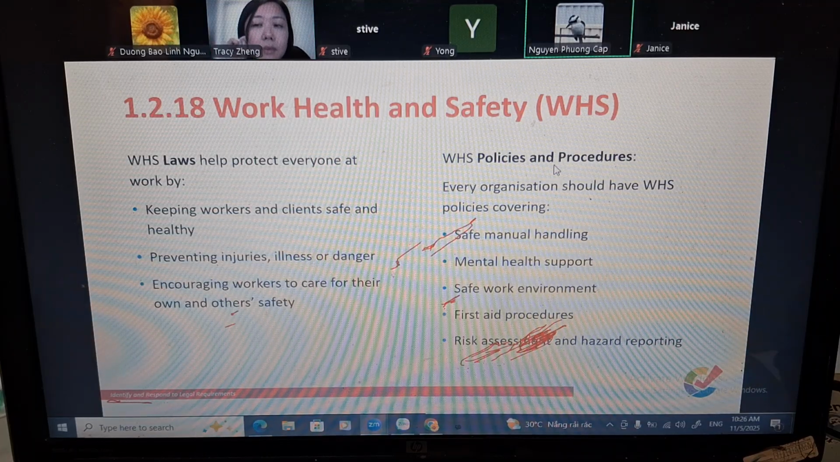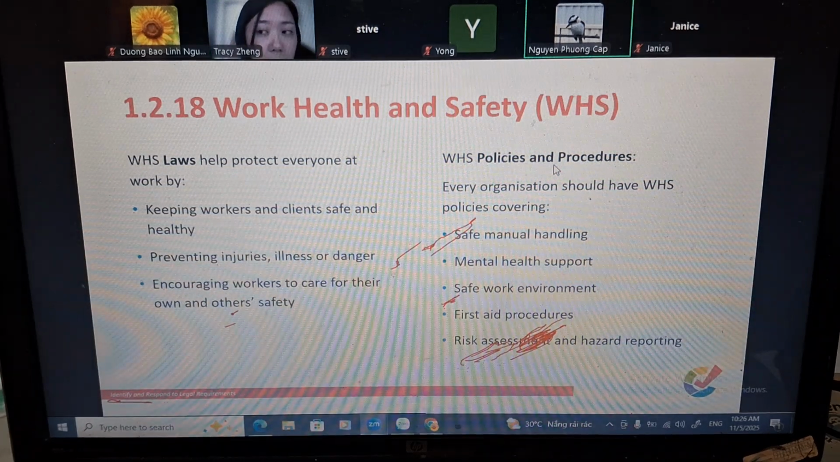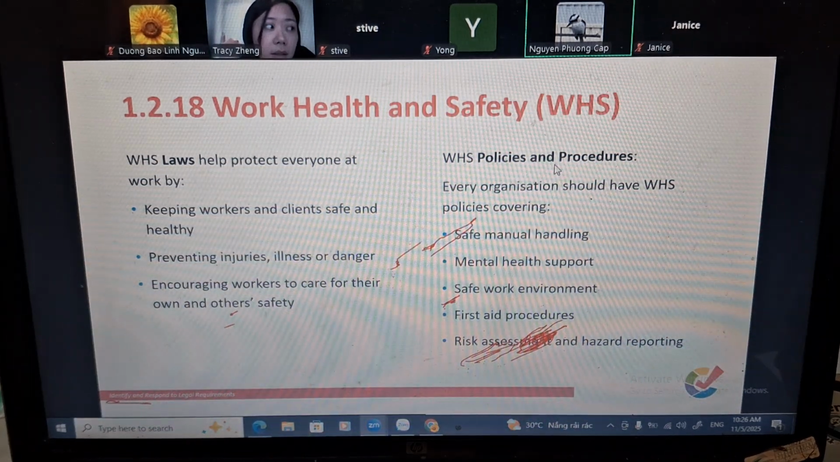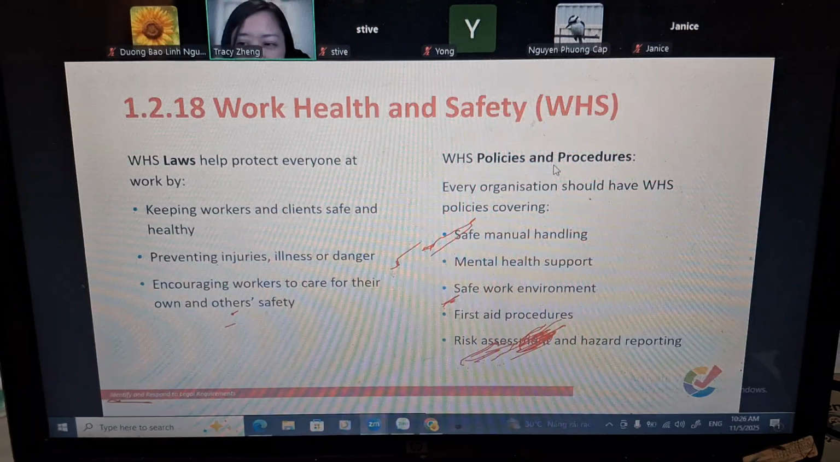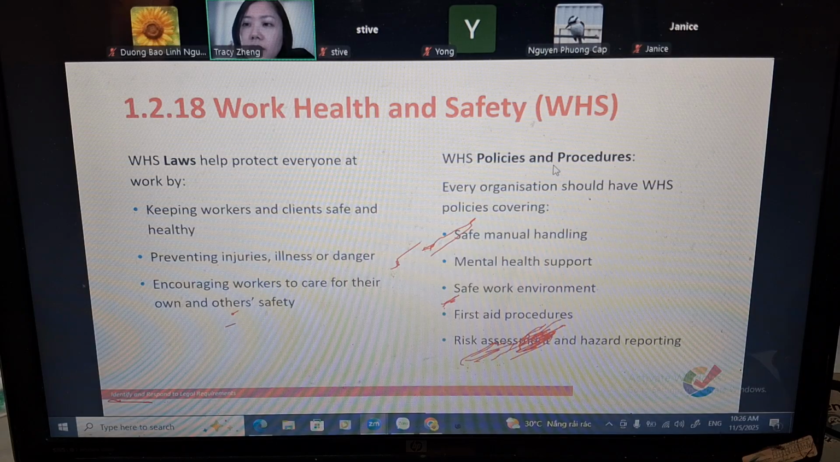Discrimination, right? Yeah, discrimination. Age and gender. Sorry, what's the second one? Age and gender.